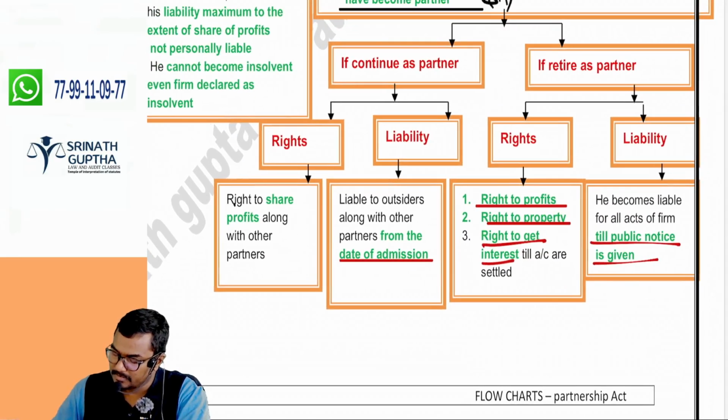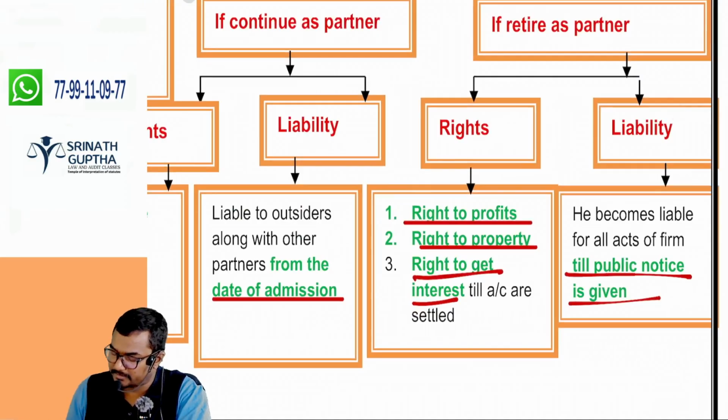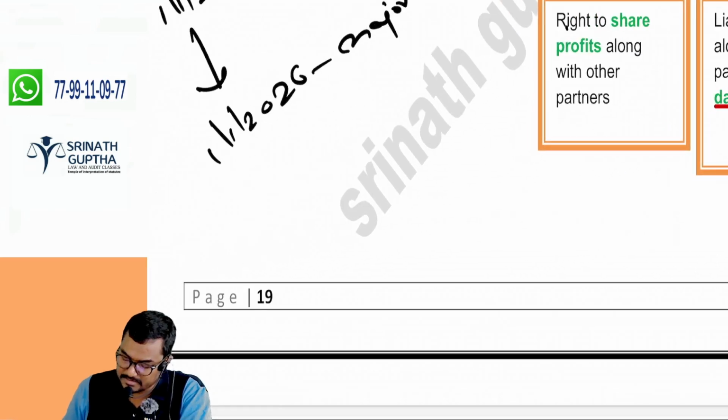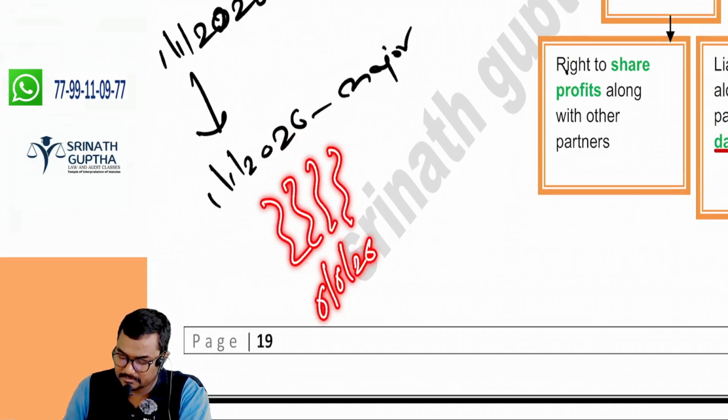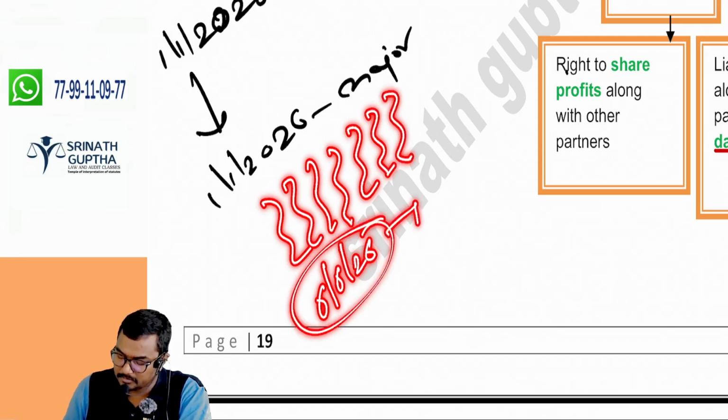Next, if he is retiring as a partner, he will be liable until public notice is given. So he is retiring on 1/1/26, but notice is given on 6/6/26. Until this time he is deemed to be acting as a partner, and he will be liable for the activities of the firm during this period. But after giving public notice, he will not be liable for the activities of the firm.